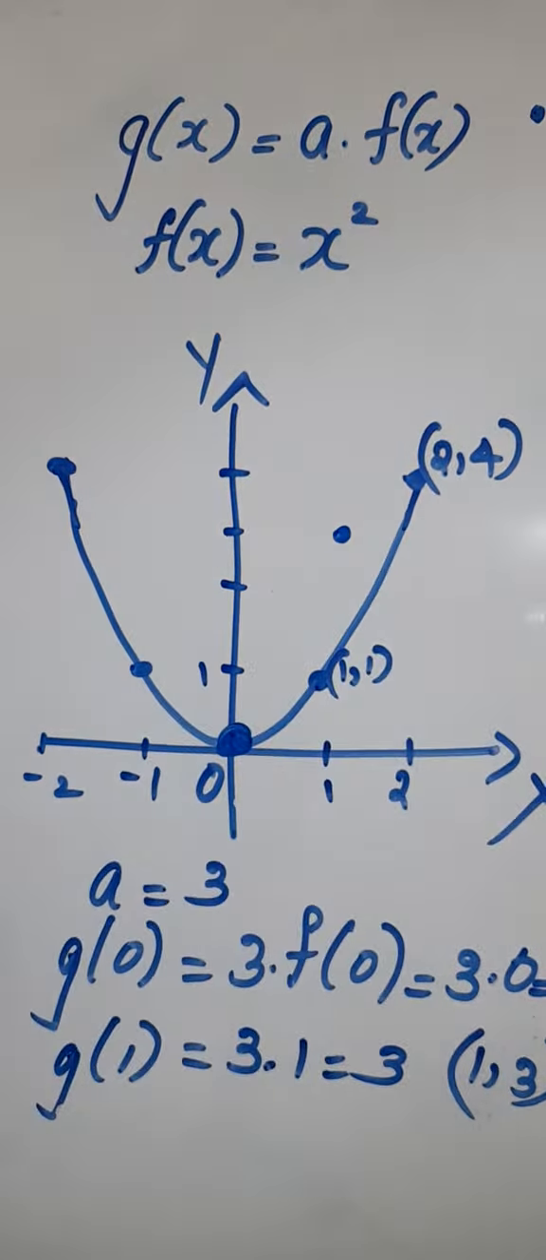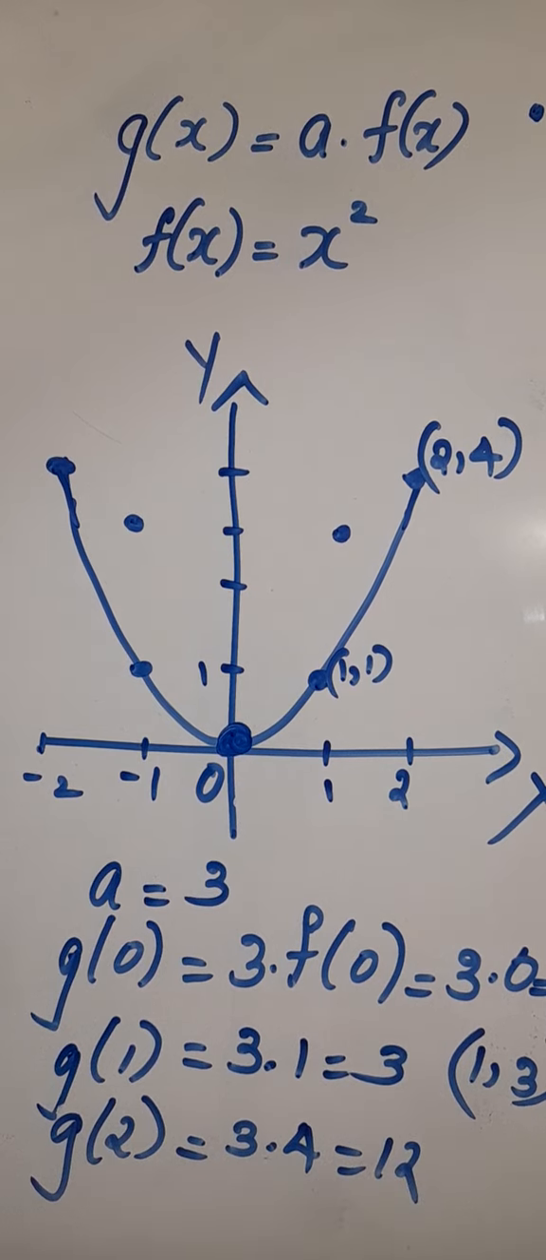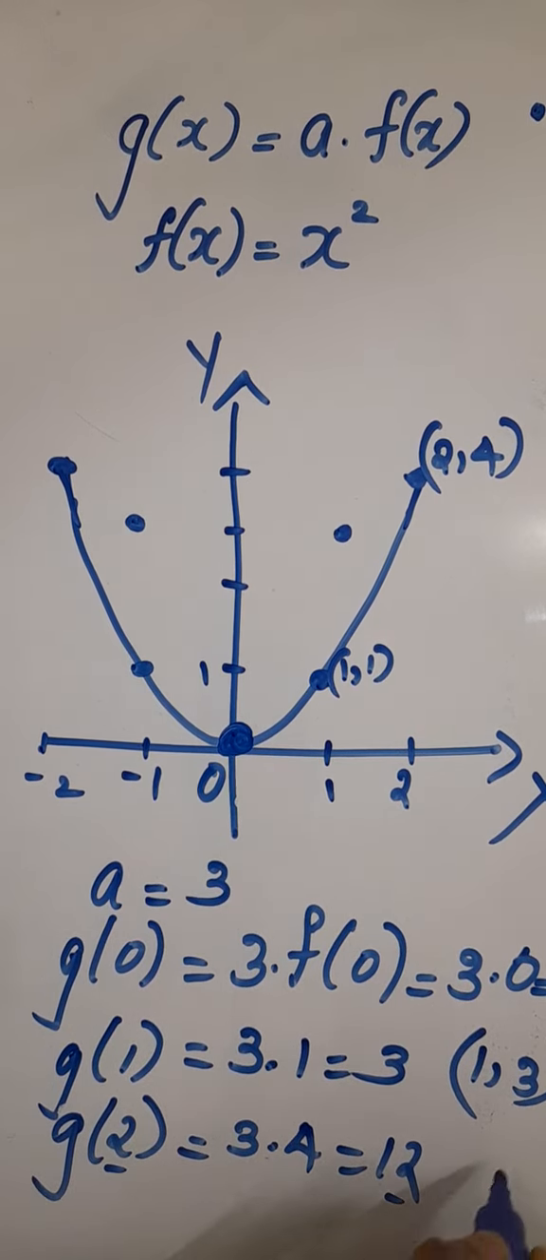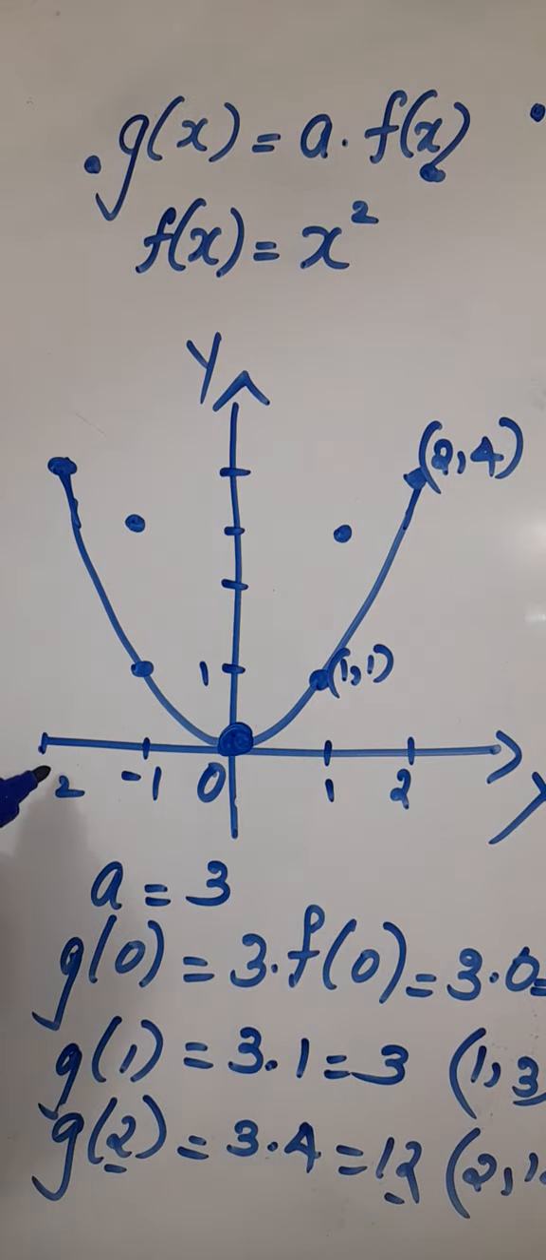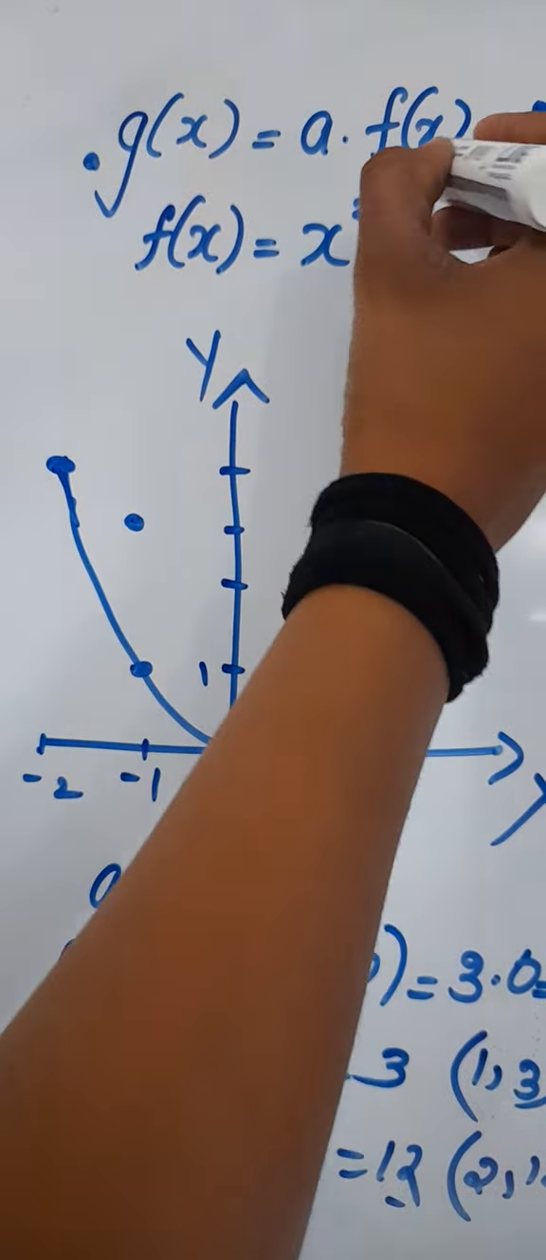Consider g of 2. 3 times f of 2. F of 2 is equal to 4. 3 times 4 we get it to be 12. So we see the point (2, 12) on g of x. This is 4, so 12 is somewhere on top. If (2, 12) is a point, very clearly (minus 2, 12) is also a point. Let us join the points. We end up getting this kind of a parabola.